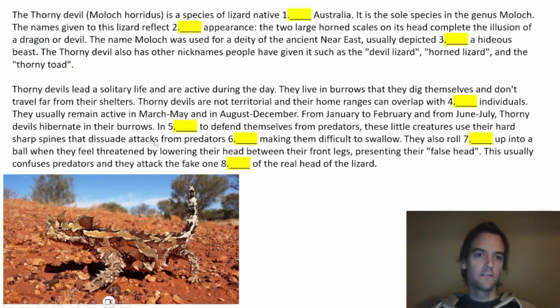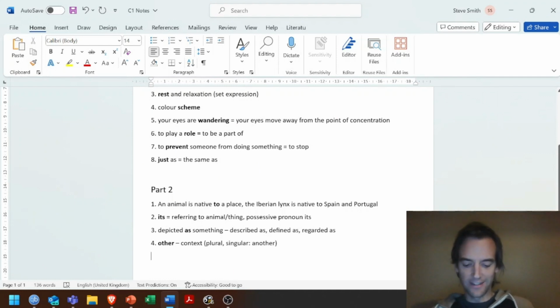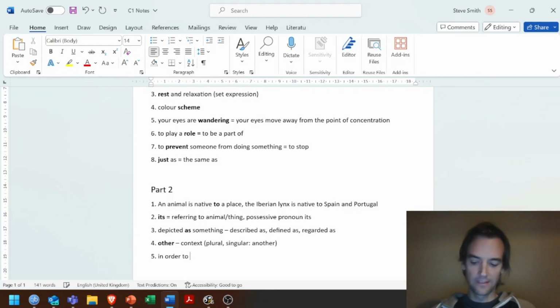Number 5, defend themselves from predators. They use their hard, sharp spines. Number 5 is an easy expression, isn't it? We all know this expression. In order to, which means to. Other pointless English expressions which use too many words to say to. So as to is the other one you see on the exam sometimes.